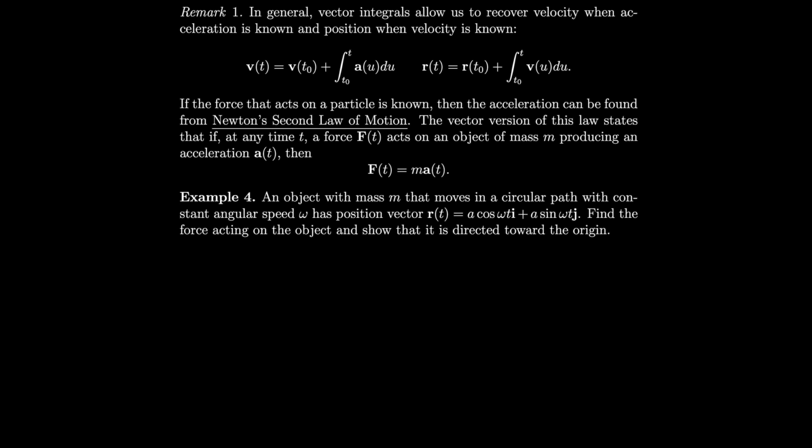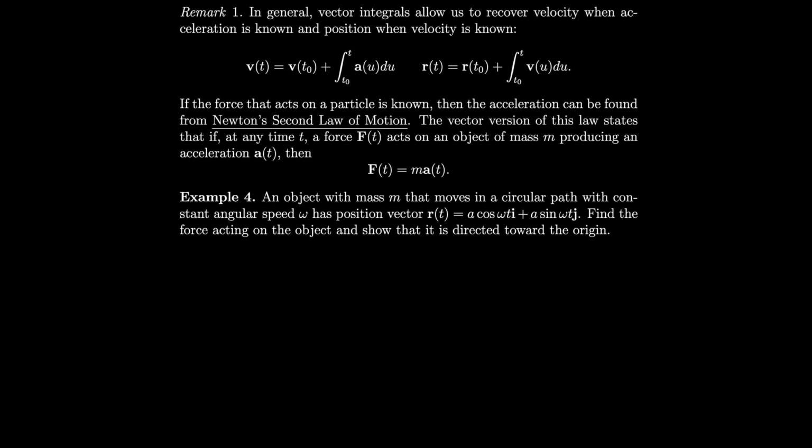So the technique we used in the previous example can be used in general. Whenever we have acceleration, we can find velocity. Whenever we have velocity, we can find position. We just have to add our initial velocity to whatever we integrate for acceleration, and we have to add our initial position to whatever we integrate for velocity. And that accommodates for the vector constants, as we saw, c and d.